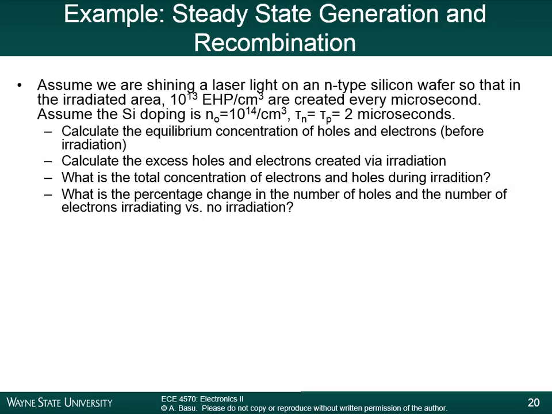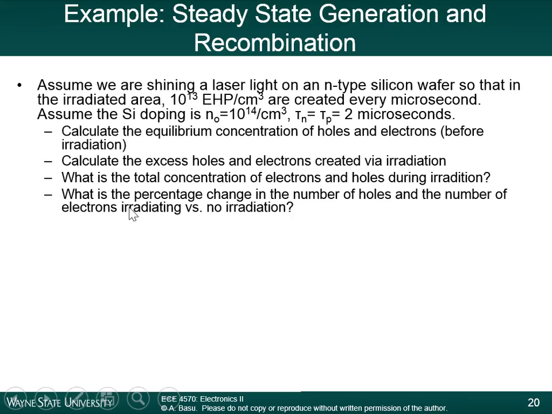So here's the problem. Assume we are shining a laser light on an N-type silicon wafer so that in the irradiated area, 10^13 electron-hole pairs per centimeter cubed are created every microsecond. So this is your GOP. One thing I want you to notice is this GOP is given to you in units of microseconds. Assume the silicon doping is N0 equals 10^14 per centimeter cubed, and your carrier lifetimes are both 2 microseconds apiece.